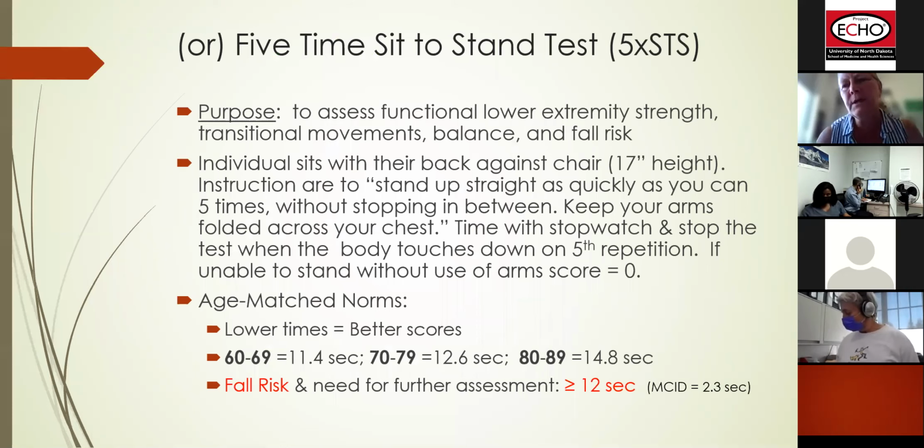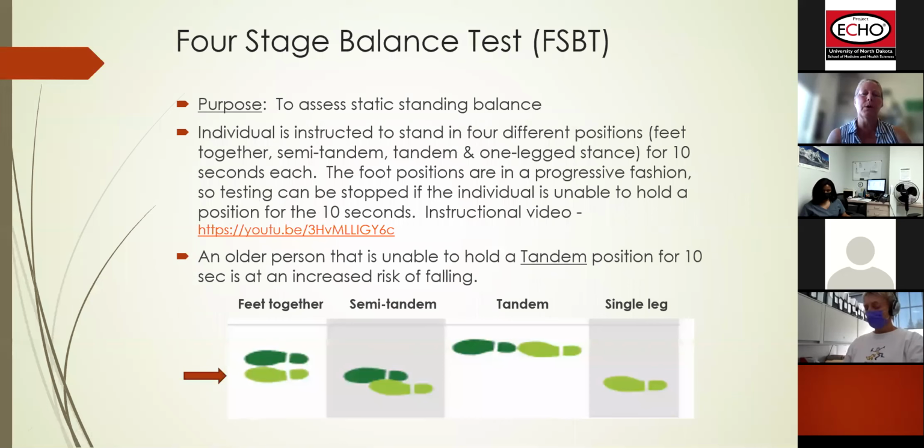There's also out there the 5 times sit to stand, same thing. The person sits to stands with their arms crossed, but this time you just do 5 sit to stands and time how long it takes them. So if somebody doesn't have endurance to do it for 30 seconds, sometimes this is a little quicker. The lower the time, the better the score. And again, there's age norms. If they take greater than or equal to 12 seconds, that's a fall risk. So same test, just one you count the number of times they stand, the other you time how long it takes them to do just 5 times.